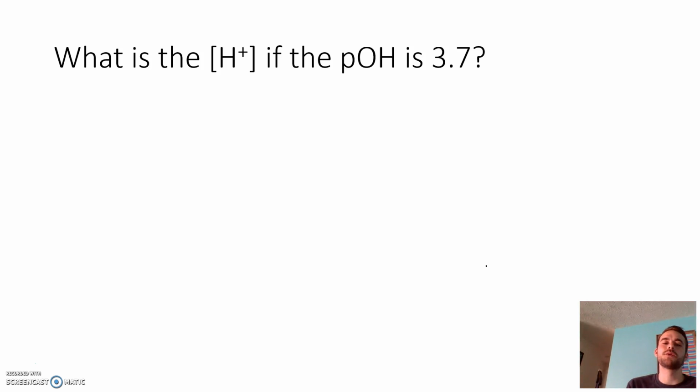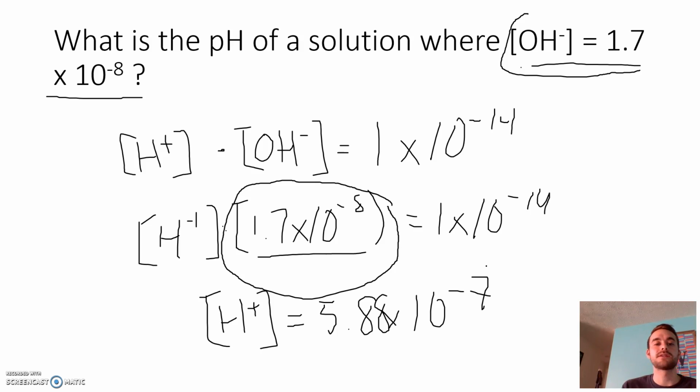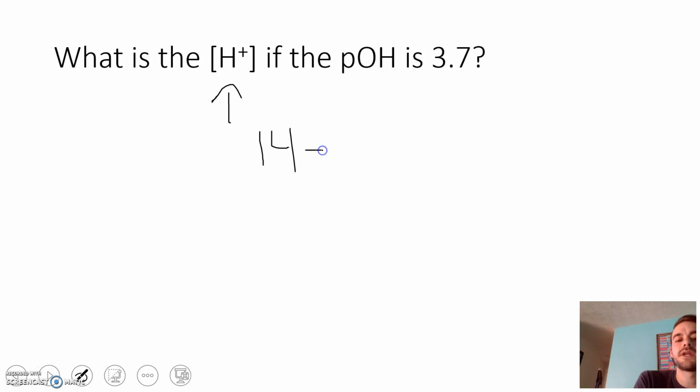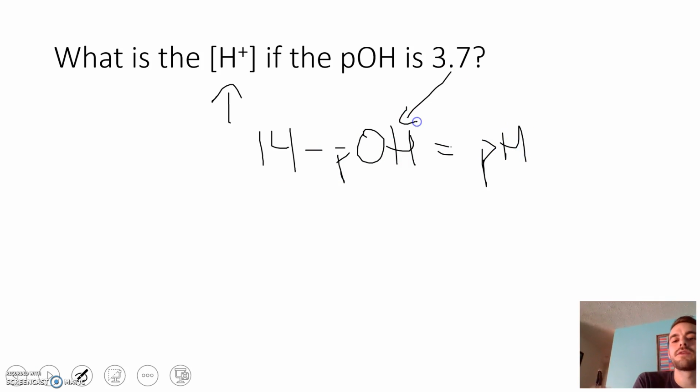Okay, so let's do another similar problem. Instead, we're asking for H plus if you have pOH, whereas last time I gave you the OH minus. So what are you going to have to do here? Well, you have a pOH, and you want to figure out H plus, which comes from being acidic, right? Or donating H pluses to a solution. So I'm going to take my equation where I do 14 minus my pOH equals pH. And if I plug 3.7 in, I end up getting a pH that is 10.3, right?